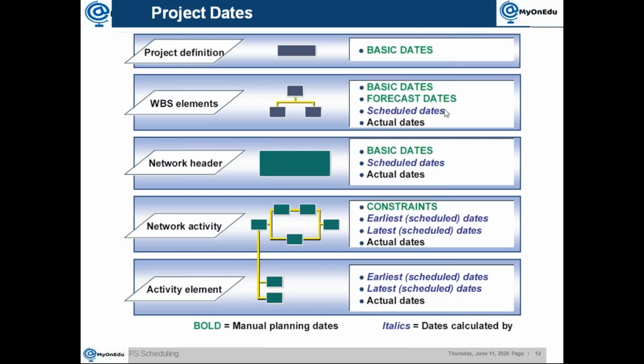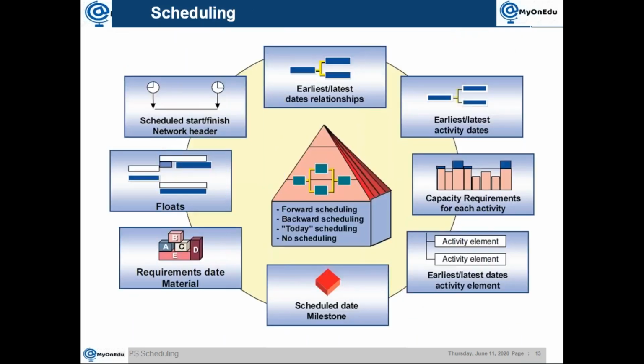So if you look at these different objects, mostly network activity and activity element, even the WBS element also have scheduled dates. You can extrapolate it from the network activity. So these are the different things involved in scheduling. There is always an earliest, latest date relationship calculation in scheduling.